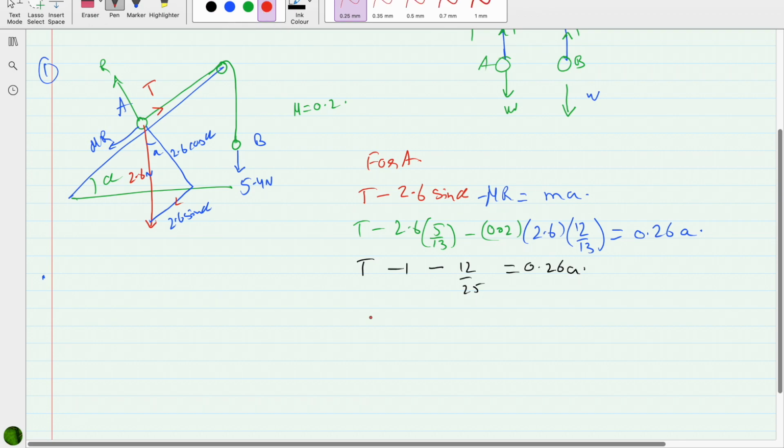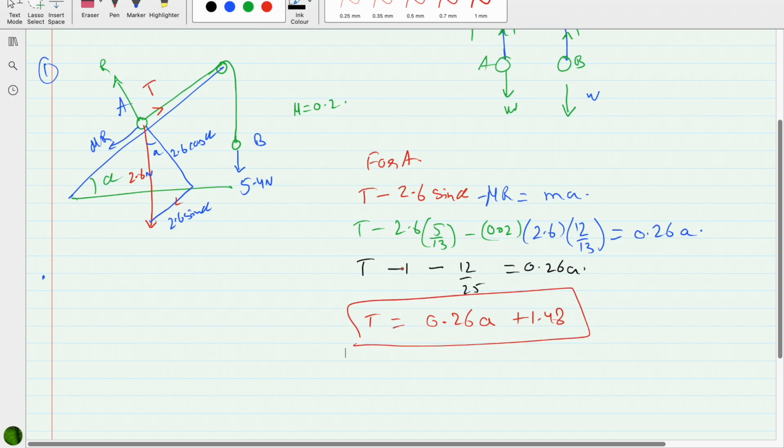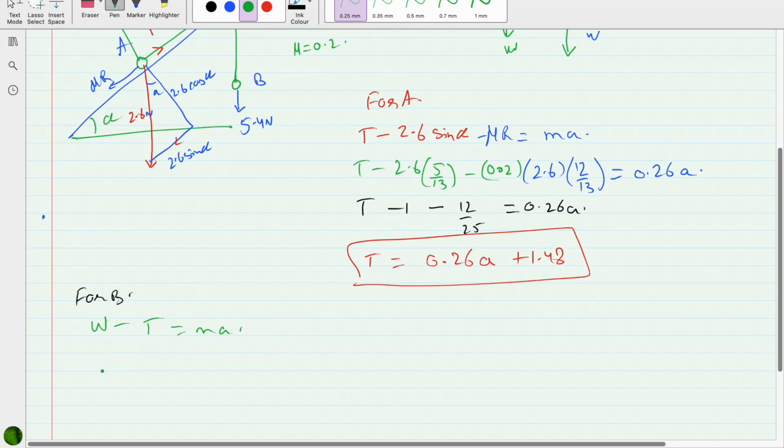I'm making T the subject of the formula right here. So 0.26a, adding those two, 12 divided by 25 plus 1 gives me 37/25, which is 1.48. So we get this equation from particle A. Now I'm making the equation for particle B. It is very clear that it is moving down, so that means weight is more than the tension and equals ma. F equals ma, net force equals ma. Weight is 5.4, tension is unknown, mass is 0.54 and a.